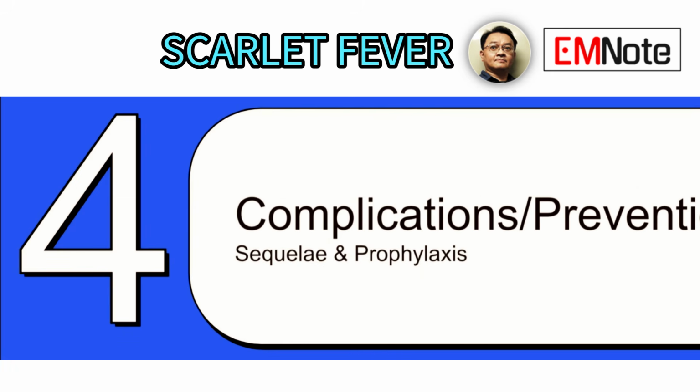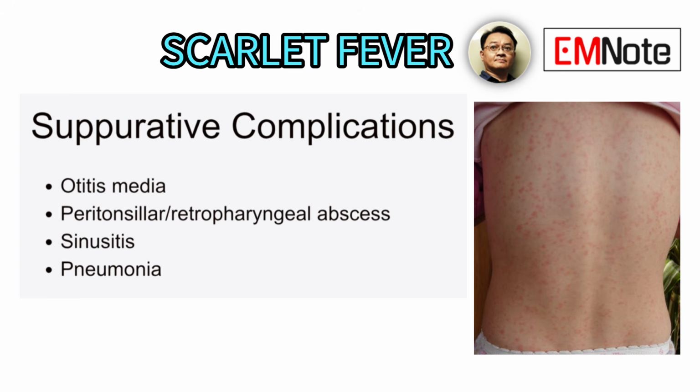All right, to round this out, let's talk about potential complications and how to prevent them. Complications can be broken down into 2 main types, suppurative and non-suppurative. Let's start with the suppurative ones. These are caused by the direct spread of the bacteria. Think things like otitis media, peritonsillar or retropharyngeal abscess, sinusitis, and even pneumonia.